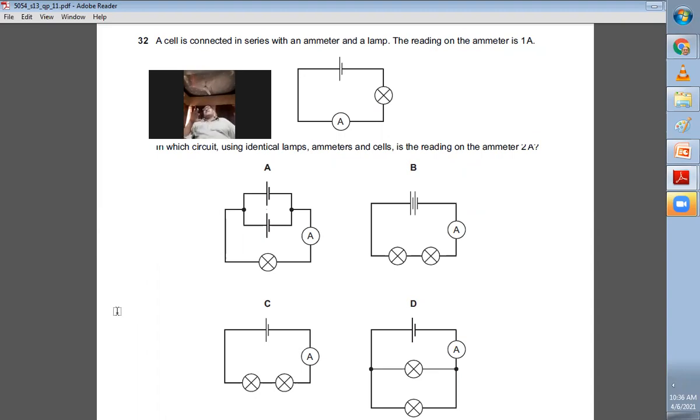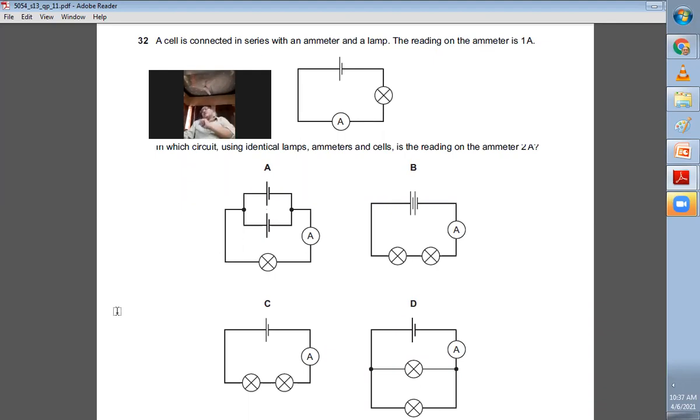A cell is connected in series with an ammeter and a lamp. The reading on the ammeter is 1 ampere. So when there is only one lamp connected with this battery, the current coming from the battery is 1 ampere. In which circuit using the identical lamps, ammeters and cells is the reading on the ammeter 2 ampere?